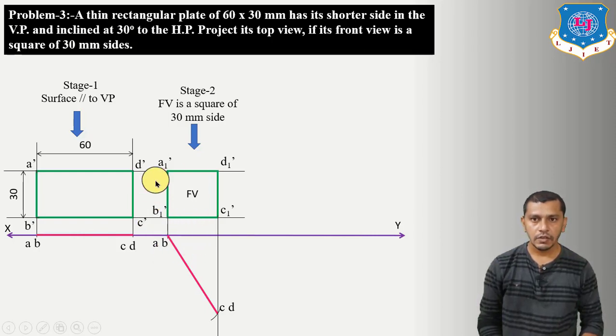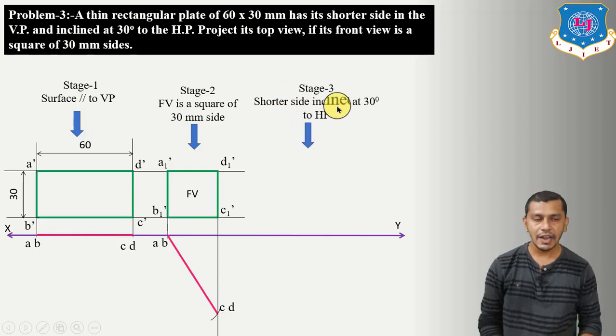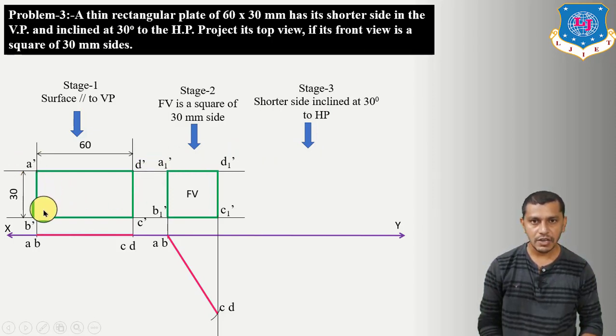Now we have to derive the third stage, and in the third stage we will derive the condition with the horizontal plane, and here it is given that the shorter side is in the vertical plane and inclined at 30 degrees to HP. That means the shorter side is inclined at an angle of 30 degrees to the horizontal plane. So now what will be the shorter side? It is A dash, B dash, A1 dash, B1 dash.